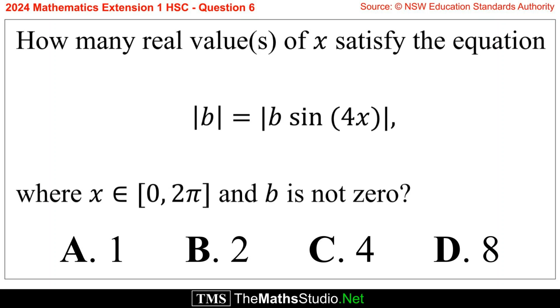Question 6. How many real value or values of x satisfy the equation the absolute value of b equals the absolute value of b times sine of 4x, where x is a value between 0 and 2 pi inclusive and b is not 0?